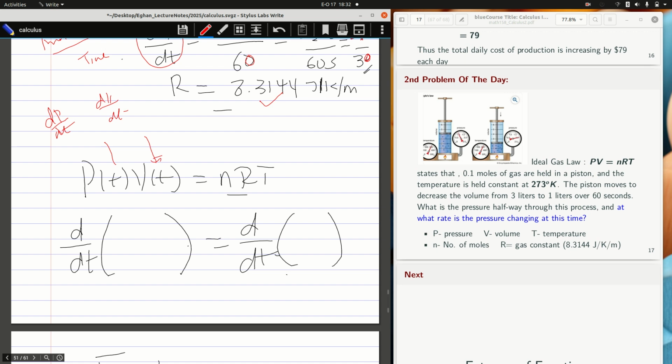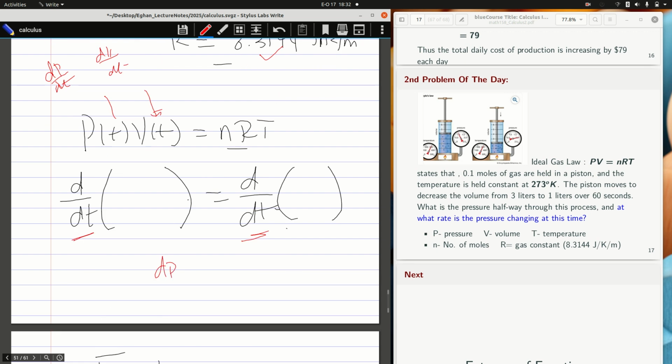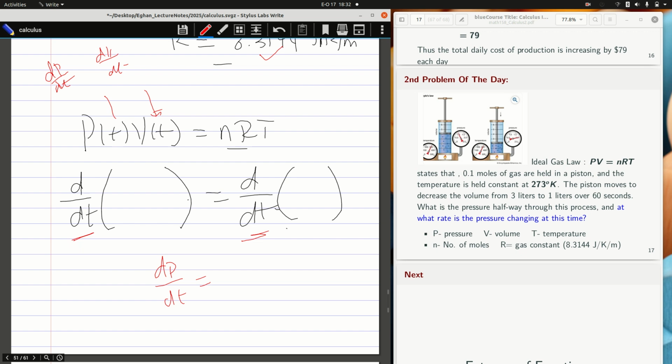Alright, and then you take your derivative at both sides. You want to take your time and go through this and then see the answer you're going to get. At the end of the day, I expect dP/dt to be equal to 113.49 Pascal. Alright, so you want to verify this answer for me. Thank you very much.